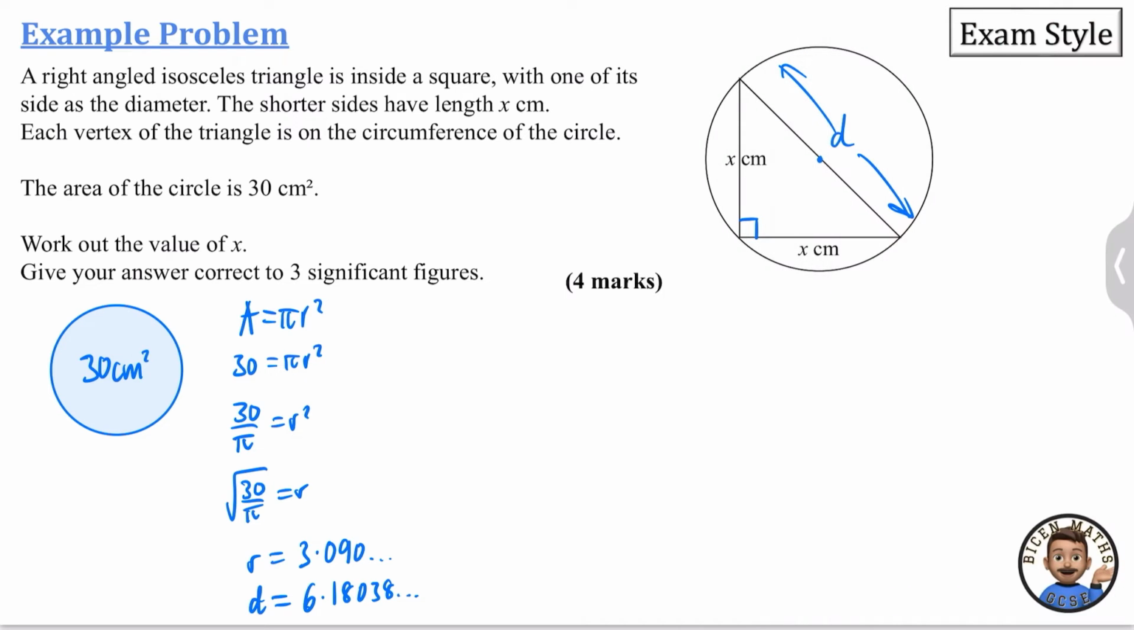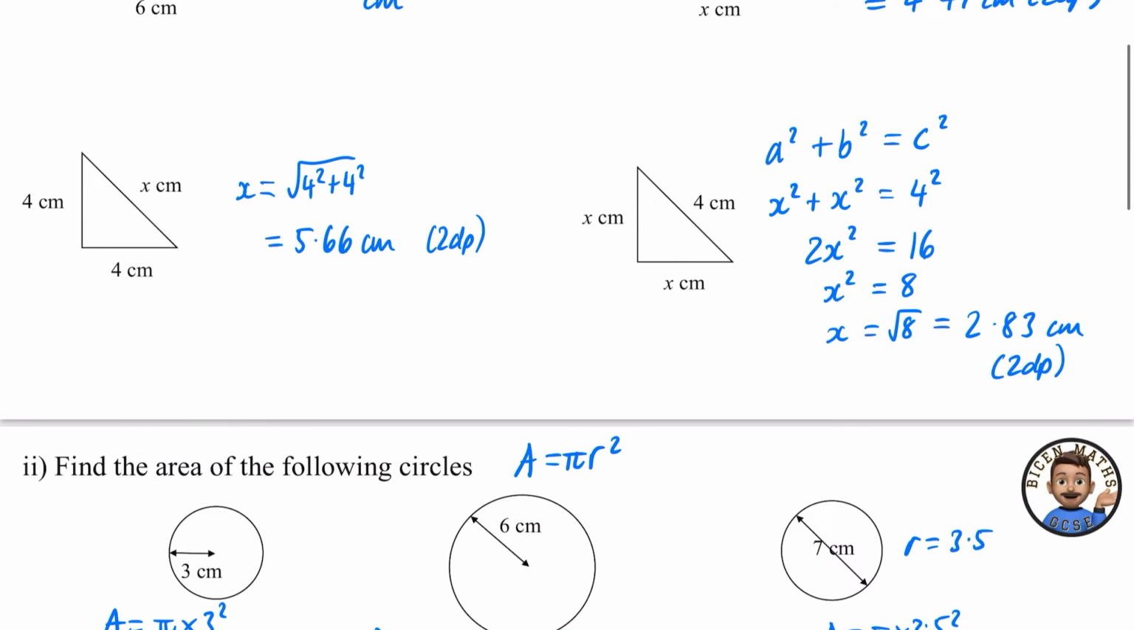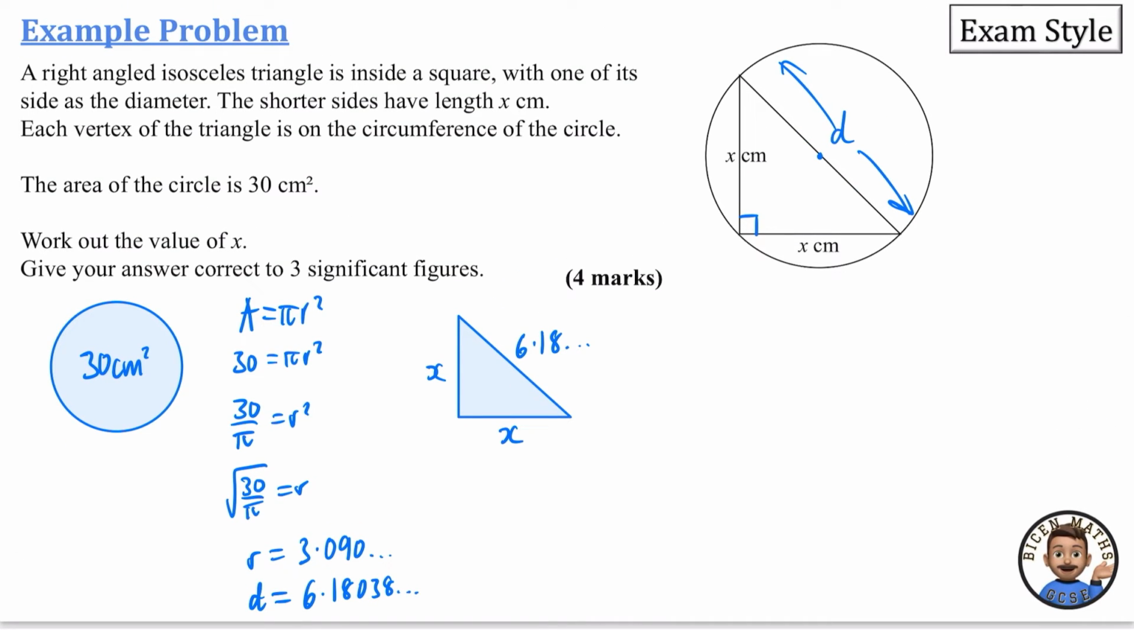Now let's think about what's coming up next. It wants us to work out the value of x. So the other thing that we've got going on in this is we've got a right-angled triangle. There we go. We know that the diameter is 6.18 and so on that I have down here, and these sides are x and x. So I just want to find out the value of x. Well, this is going to look really similar to this problem that we did over here. So we're going to just repeat that process. So we're going to use Pythagoras.